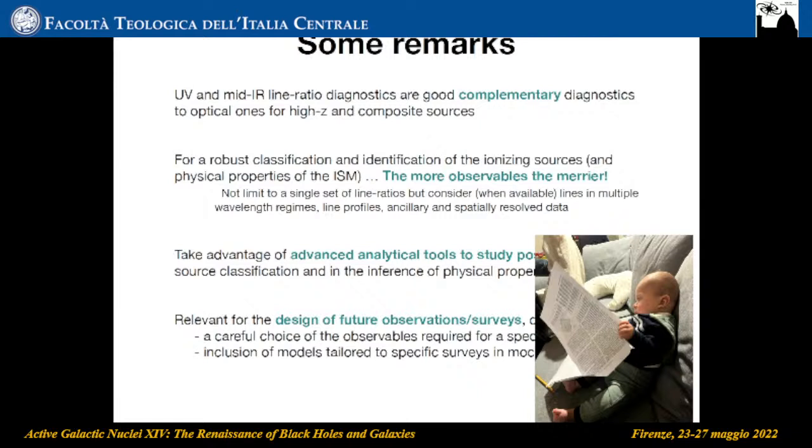Thank you very much. Very nice talk. And I especially liked the last part with the modeling of spectra for the future, which would be important for the future design of spectroscopic surveys.